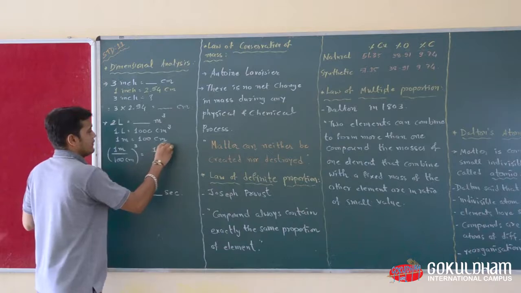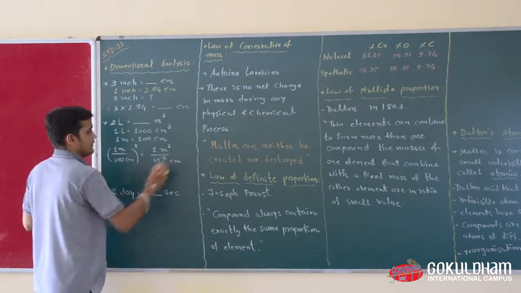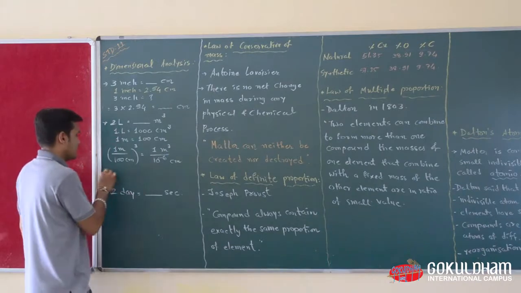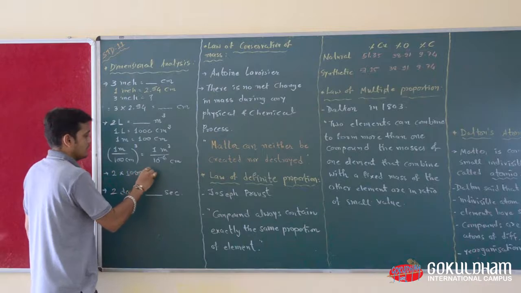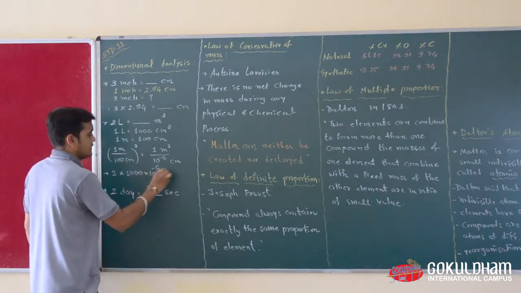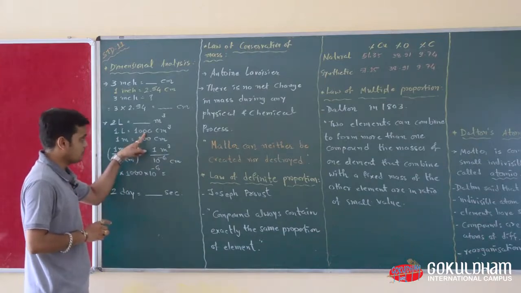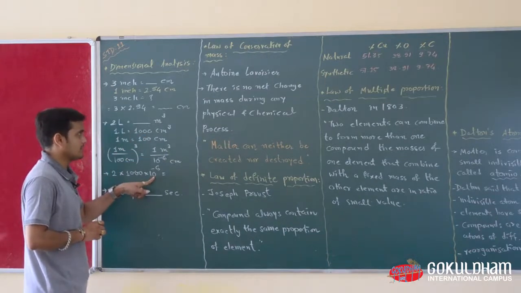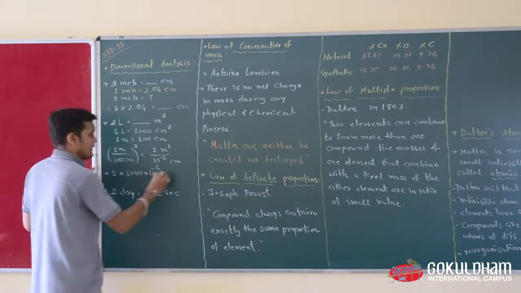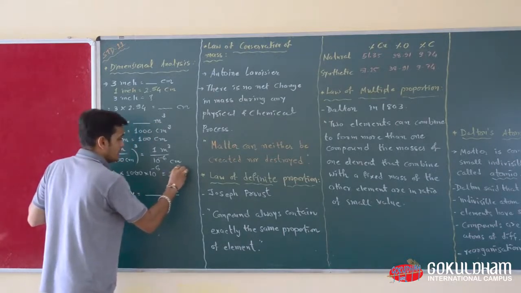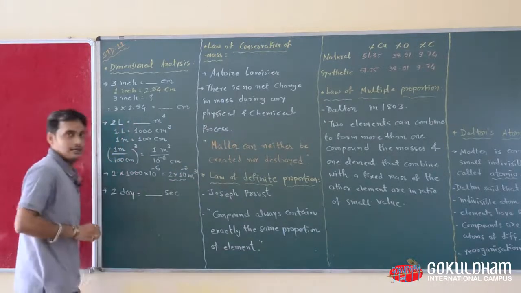So we will get 1 meter cube upon 10 raised to minus 6 centimeter cube. So we can say that 2 liter into 1000 centimeter cube into 10 raised to minus 6, which is converted into meter cube. So you will get 2 into 10 raised to minus 3 meter cube. This is your final answer.